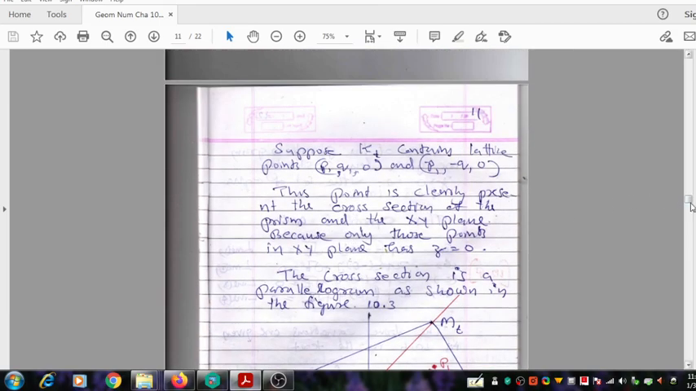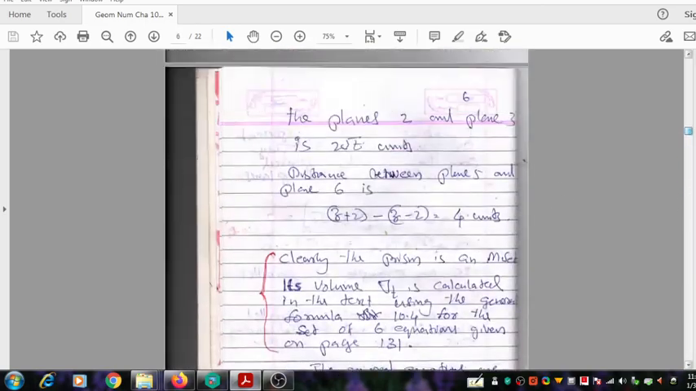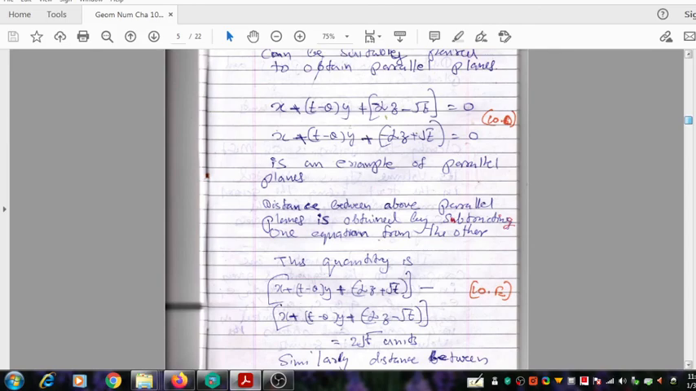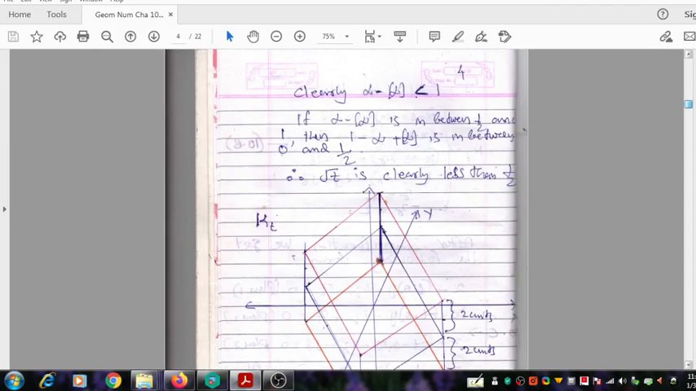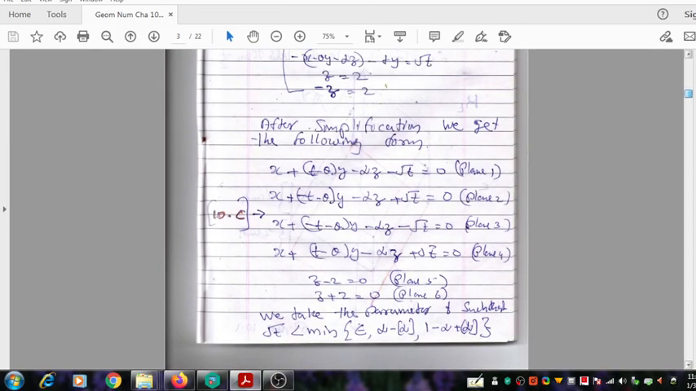Once again, we want to go back at this moment. We want to go back to the equations of the boundary of the prism. Okay, these are the equations.